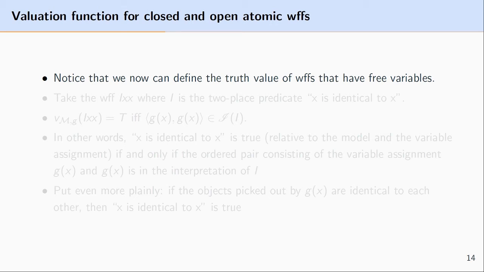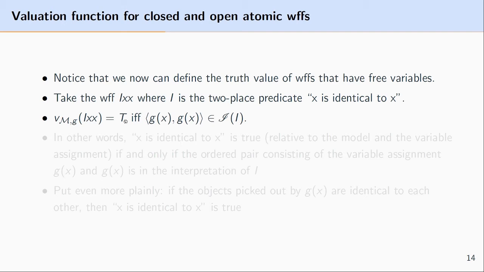So the general idea behind defining the valuation function relative to the variable assignment is that now we can define the truth value of well-formed formulas. We have a way of specifying whether the truth value of these formulas with free variables is true or false. So let's take the well-formed formula Ixx, where I is the identity predicate, x is identical to x. We can specify the conditions under which this formula is true. We say that Ixx is true relative to, again, the model here and the variable assignment, if and only if the items that the variable assignment assigns to x are in the interpretation of I.